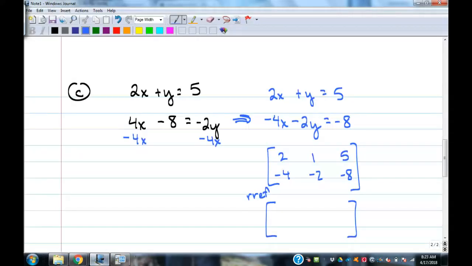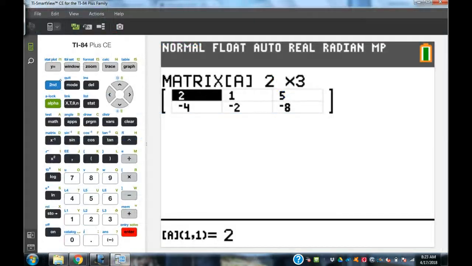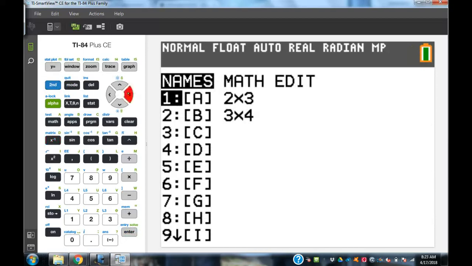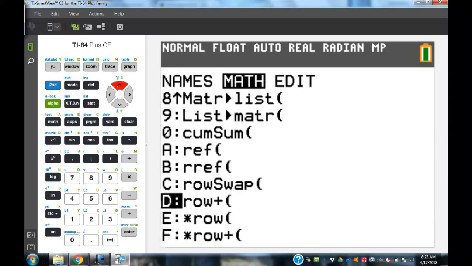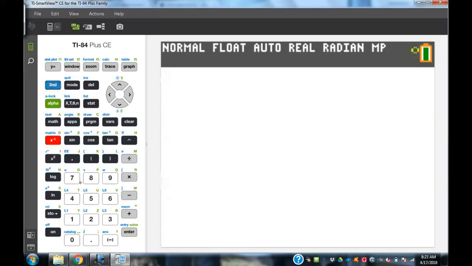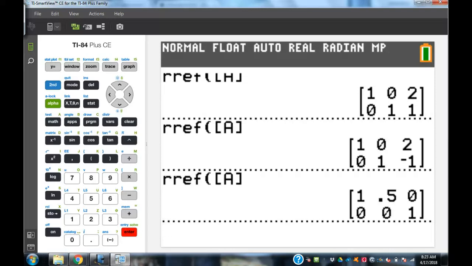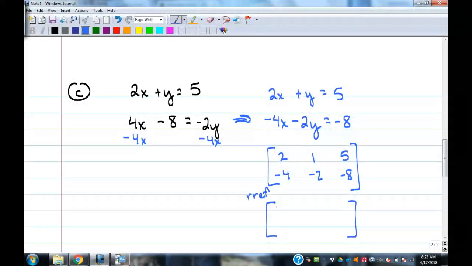Make sure that's right. It is. Second matrix, math, RREF. Second matrix, A. We get 1, 0.5, 0, and 0, 0, 1. All right, that looks different. That is not the same as the other two.